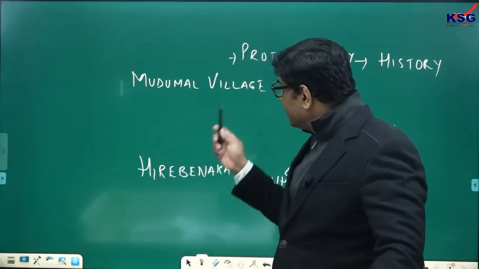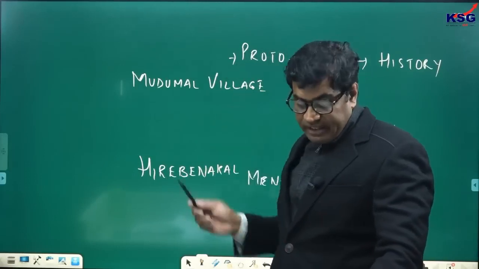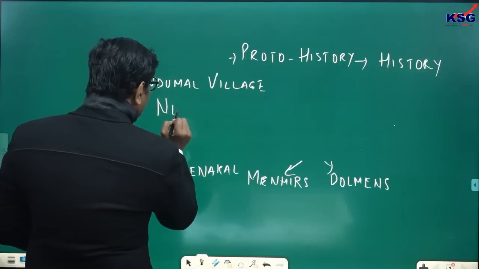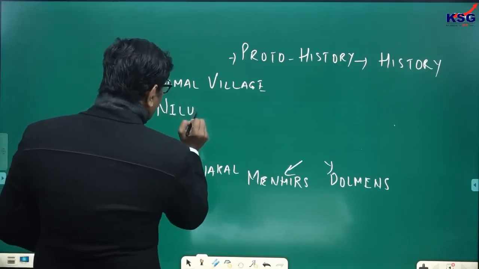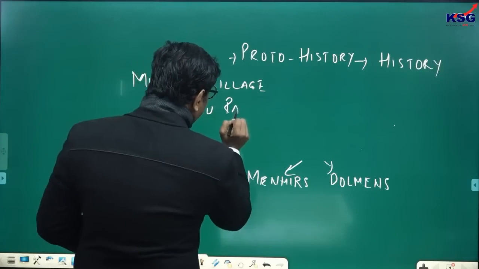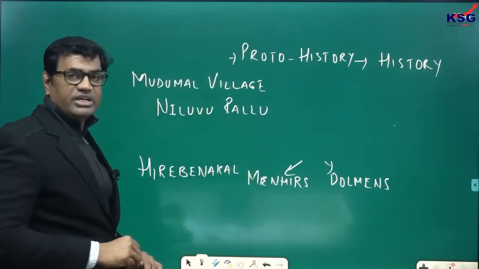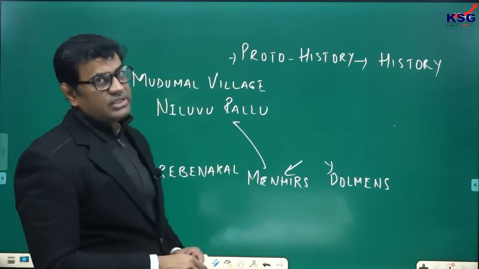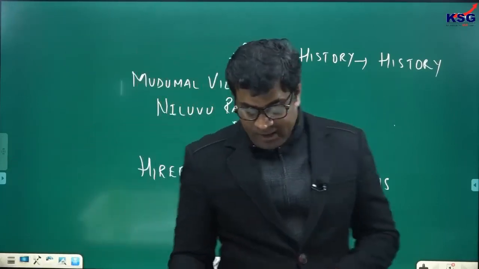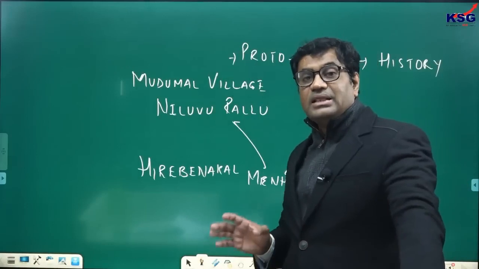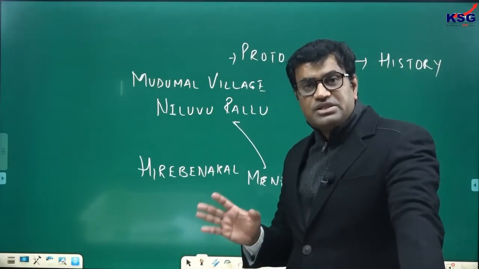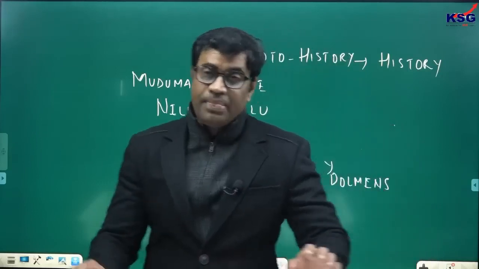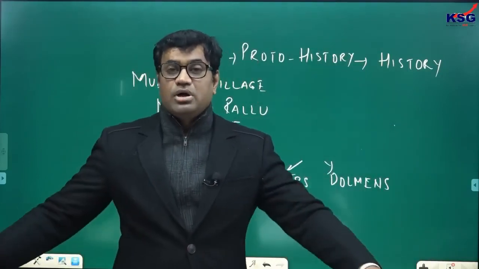This large menhir is also locally known as Niluvu Rallu. So the local terminology for the menhir found in Mudumal village is Niluvu Rallu. It is a very important one, and there are a large number of menhirs found, but all of them are scientifically oriented to chart the movement of the sun. So megalithic culture becomes important.